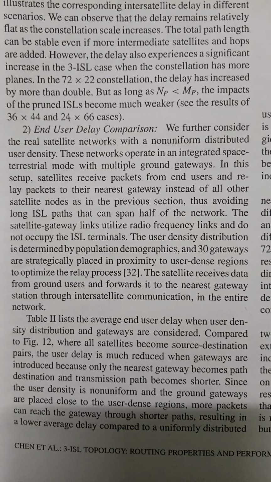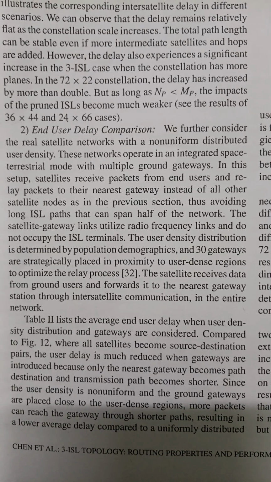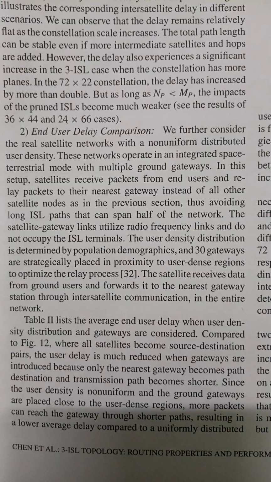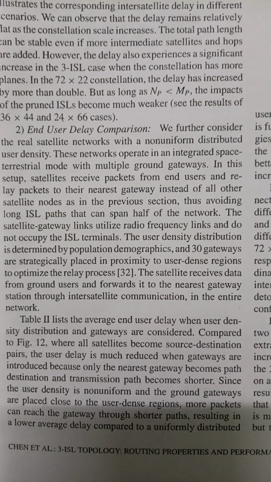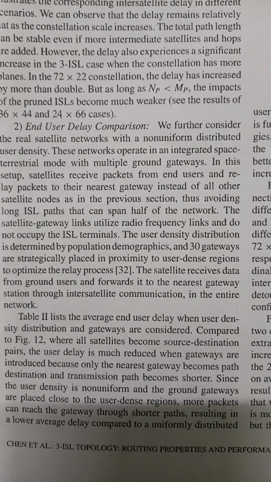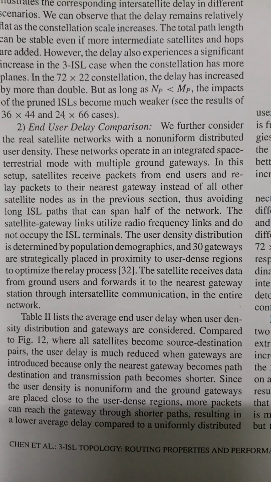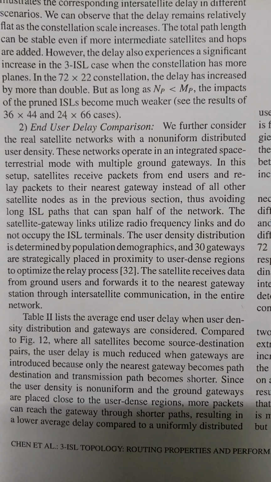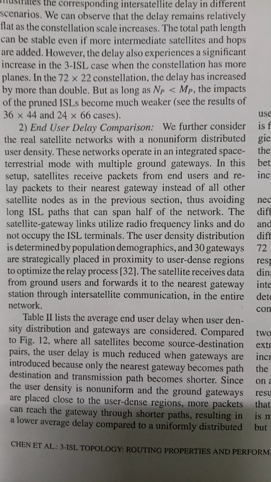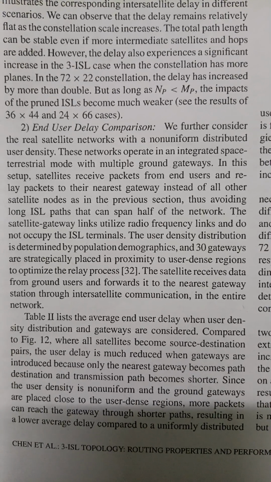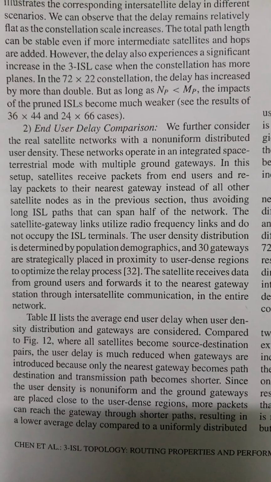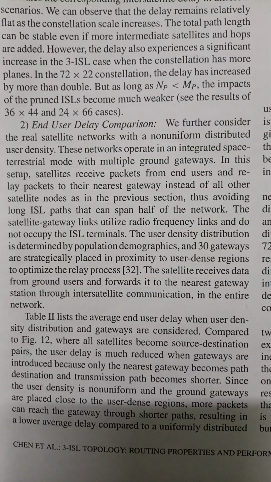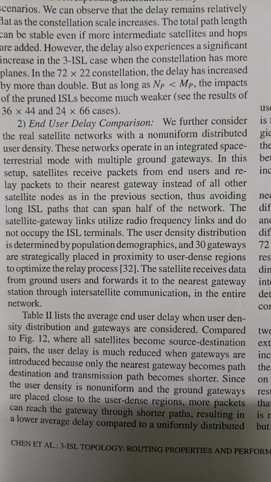The satellite gateway links utilize radio frequency links and do not occupy the ISL terminals. The user density distribution is determined by population demographics, and 30 gateways are strategically placed in proximity to user dense regions to optimize the relay process. The satellite receives the data from ground users and forwards it to the nearest gateway station through inter-satellite communication in the entire network.